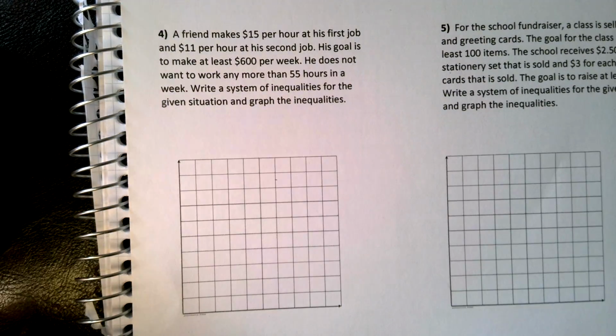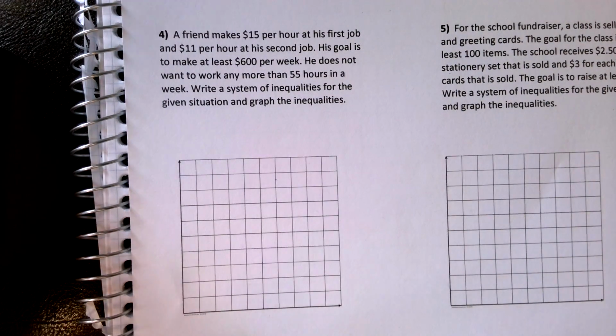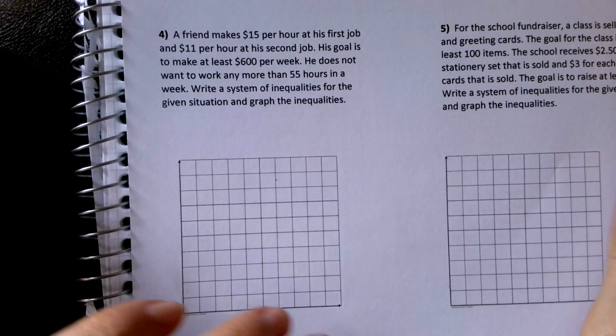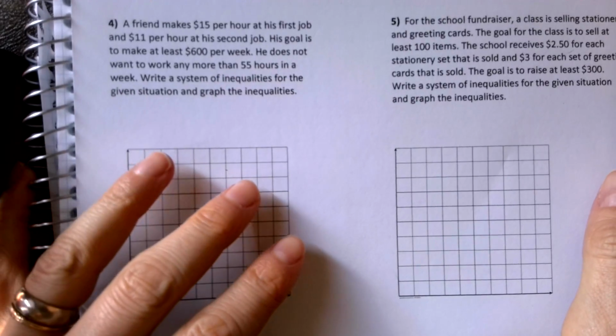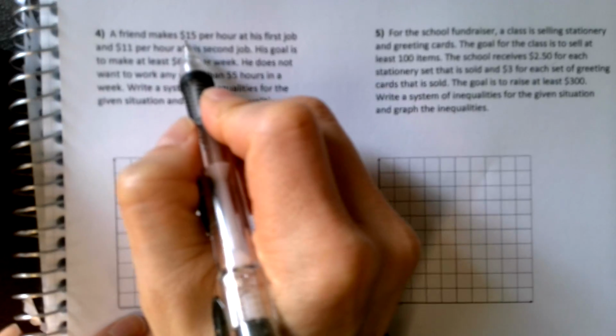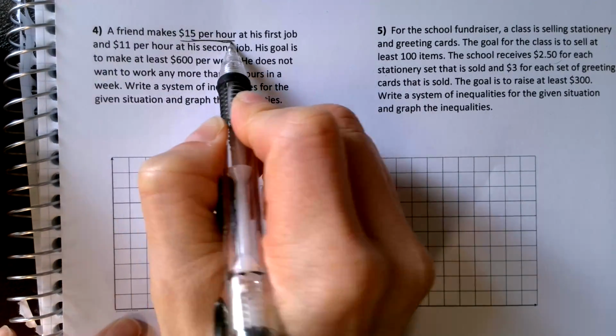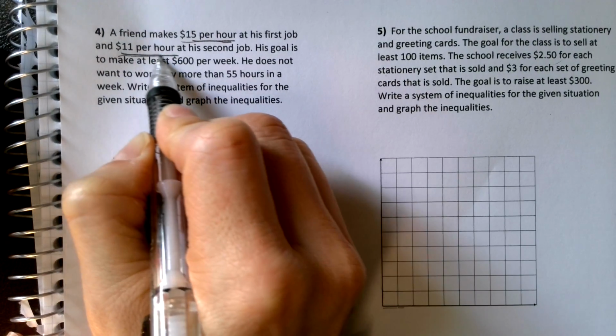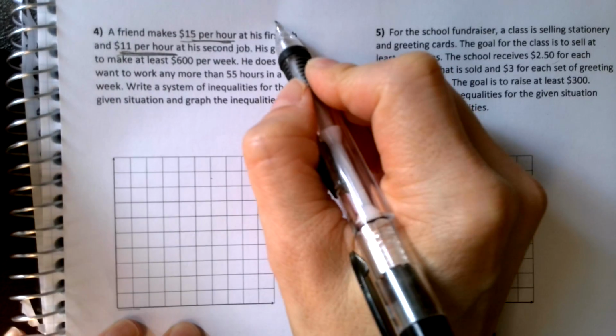So this is a continuation of the 6-6 worksheet. I'm just going to go through the word problems, kind of talk about them and help you get them set up, okay? So it says here that a friend makes $15 per hour at their first job and $11 per hour at their second job.